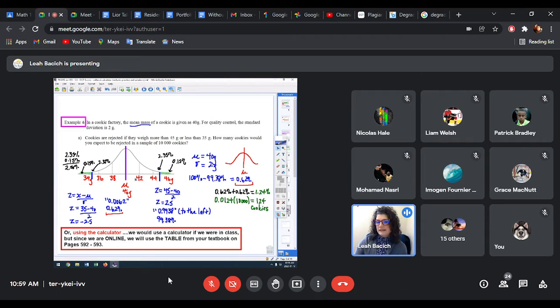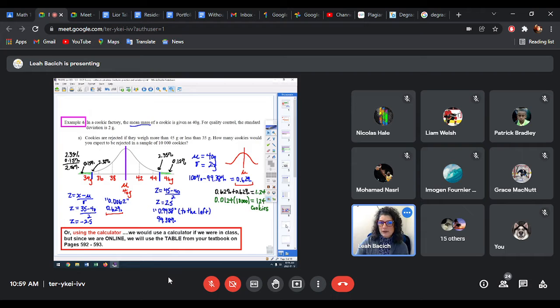What if I asked for cookies are only kept if they are between 35 and 45 grams? It's the same question, so to speak, but I would say what percentage are kept. You would basically say 98.76%, because that's most of them, except for this 1.24%.